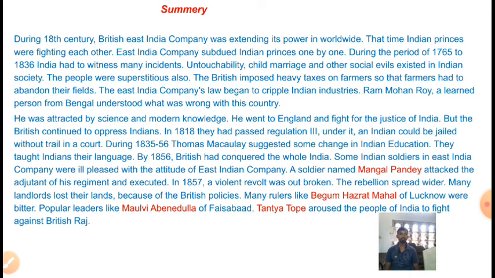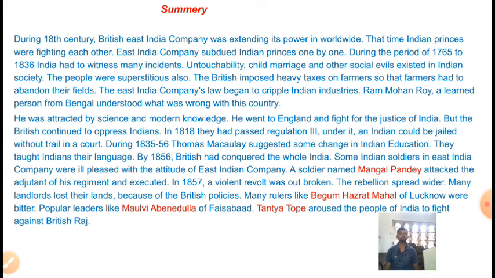In 1818, they passed Regulation 3. Under it, an Indian could be jailed without trial in a court. Directly, they would put you inside the jail without any trial. No chance to defend. Even if you have not done any mistake, you will be put in jail.